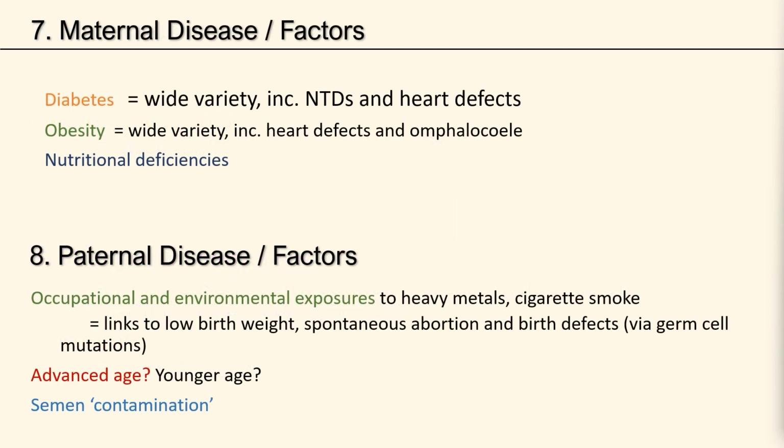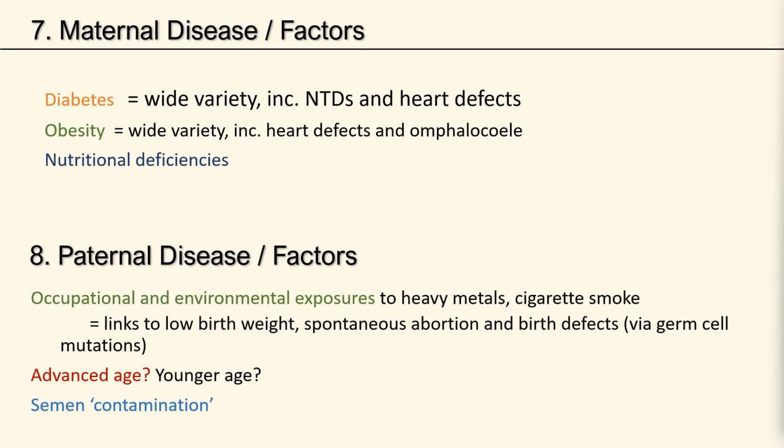Maternal disease, so diabetes and poorly controlled blood sugars. This can lead to a wide variety of defects, including NTDs and heart defects. But we also commonly see macrosomia, or an extremely large baby. Obesity in the pregnant person has been shown to have a variety of malformations associated with it too, including heart defects and omphalocele, as have nutritional deficits been linked with NTDs.